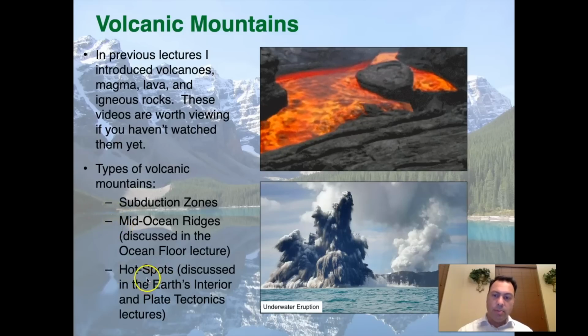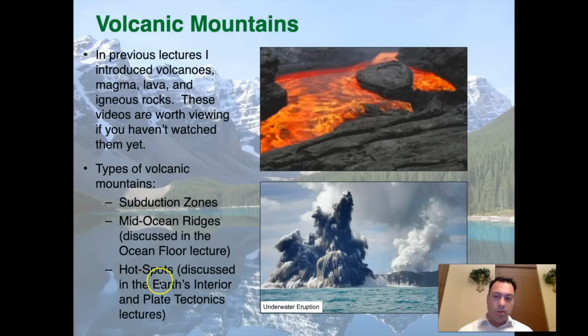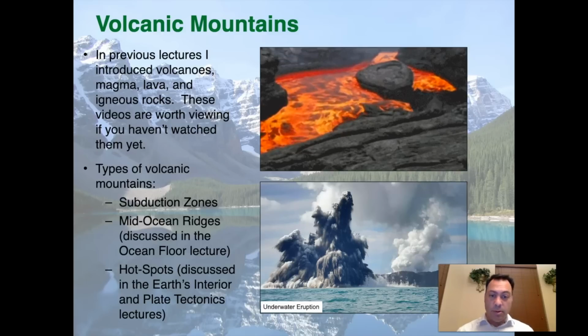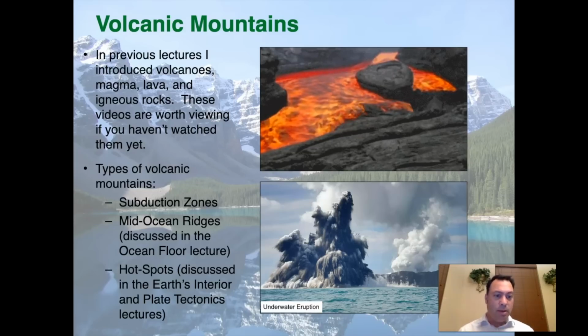Another place where we get volcanic mountains in the middle of the ocean are the mid-ocean ridges, and of course with hot spots. If you're interested in the mid-ocean ridges, which we're not going to be dealing with in this lecture, that's discussed in the seafloor lecture. And hot spots is dealt with in our Earth's interior lecture as well as the plate tectonics lecture. So I would like to refer you to those if you have an interest in those ideas. We're going to be talking about the tall mountains on Earth, on the continents, the things that we see and identify as mountains, like Castle Crags, like we mentioned at the beginning of this lecture.